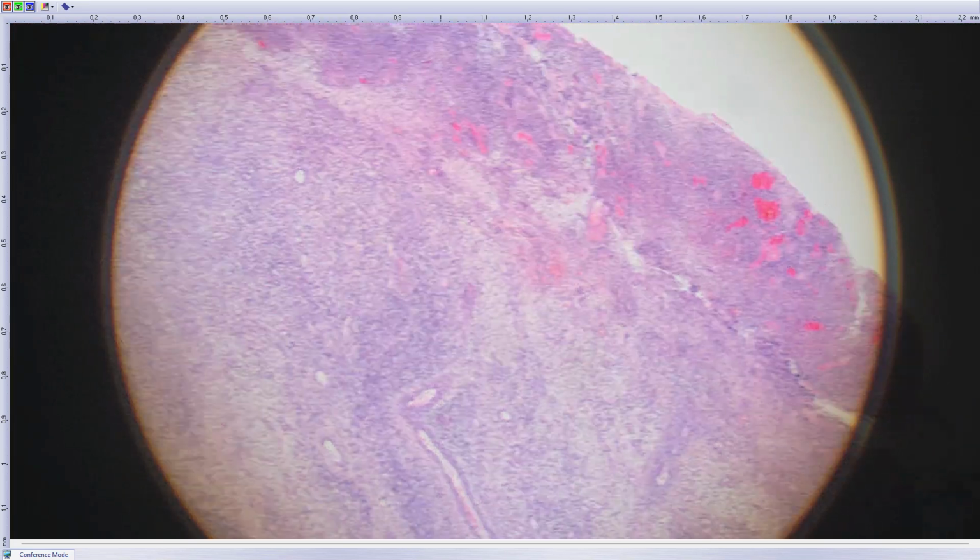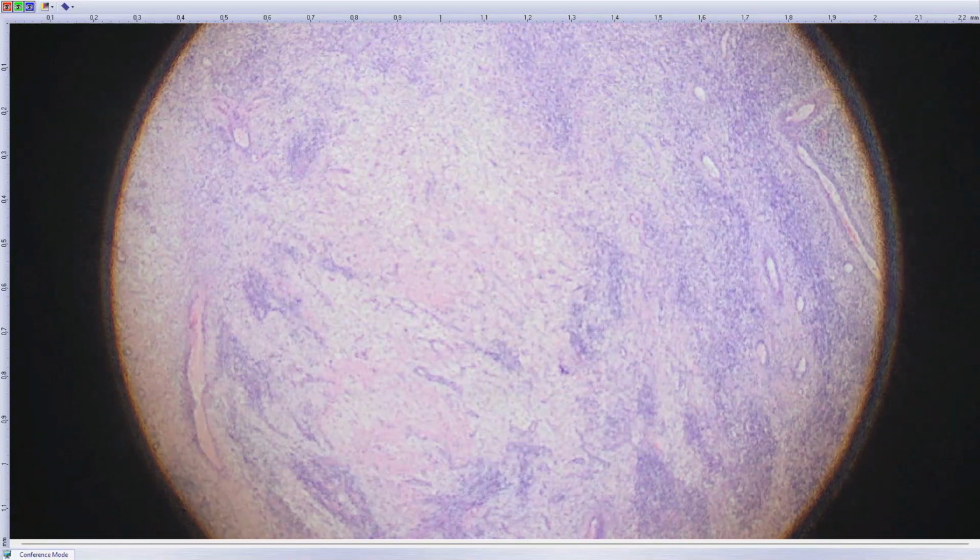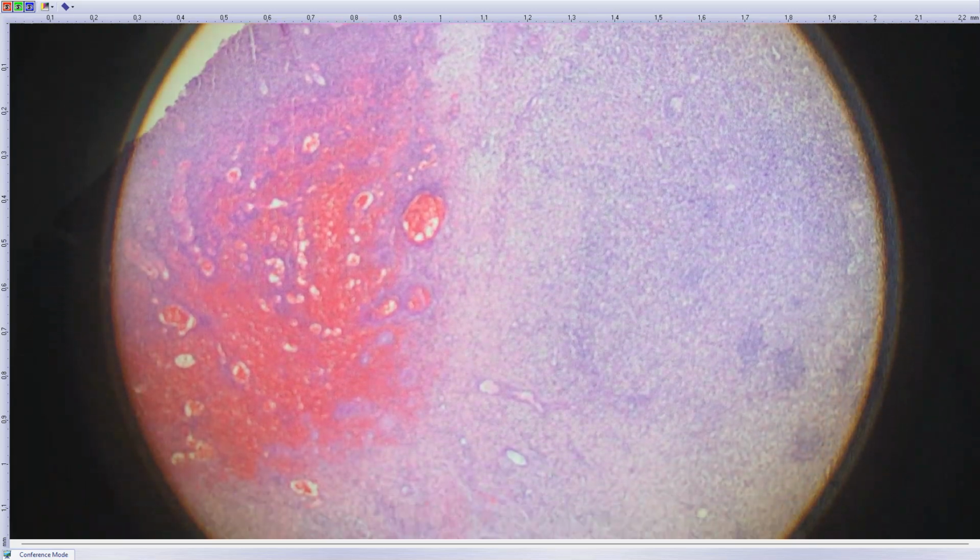Another case was clinically a polyp of the uterine cervix. The patient was 22 years old, and the lesion looked like this. I had 10 blocks, and every block was the same.